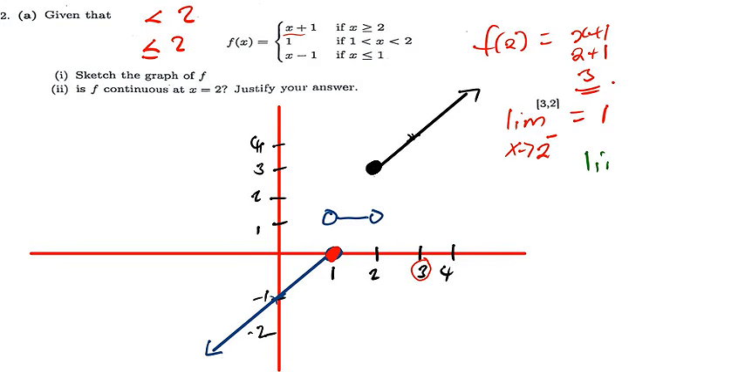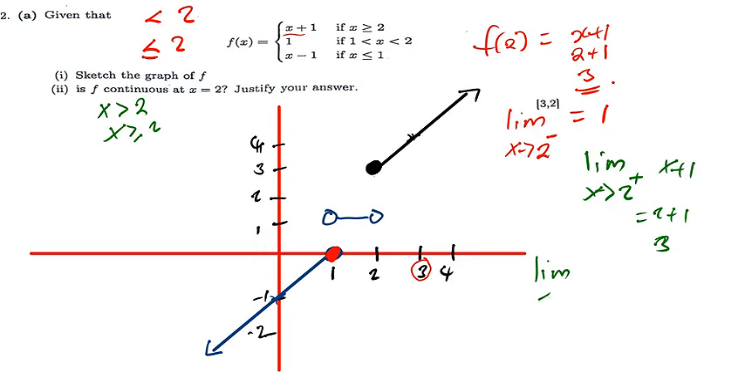Another one: does the limit exist as x approaches 2 from the right side? I look for the one which tells me x is greater than or equal to 2. Which function is that? It's the first one. I plug in 2, 2 plus 1, and it will be 3. So for the fact that the limit as x goes to 2 from the left side of f of x is not equal to the limit as x goes to 2 from the right side of f of x, the function is not continuous at that point.